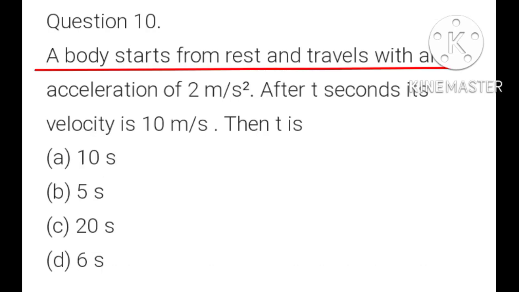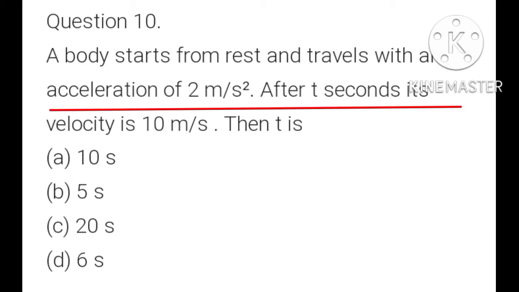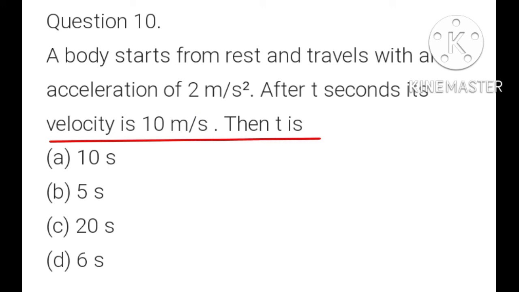Question number 10. A boy starts from rest and travels with an acceleration of 2 meter per second square. After t second, its velocity is 10 meter per second. Then t is: A option 10 second, B option 5 second, C option 20 second, D option 6 second.